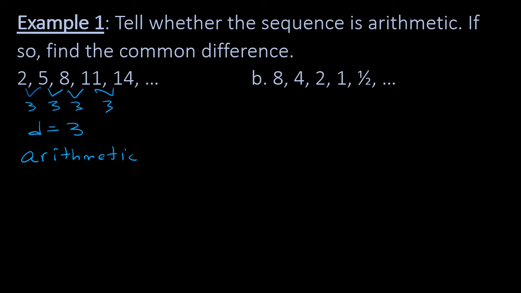If I look at the second problem, if I take 4 minus 8, I get negative 4. If I take 2 minus 4, I get negative 2. So right here, there is no common difference. Because there is no common difference, I can look at this sequence and tell that it is not arithmetic.